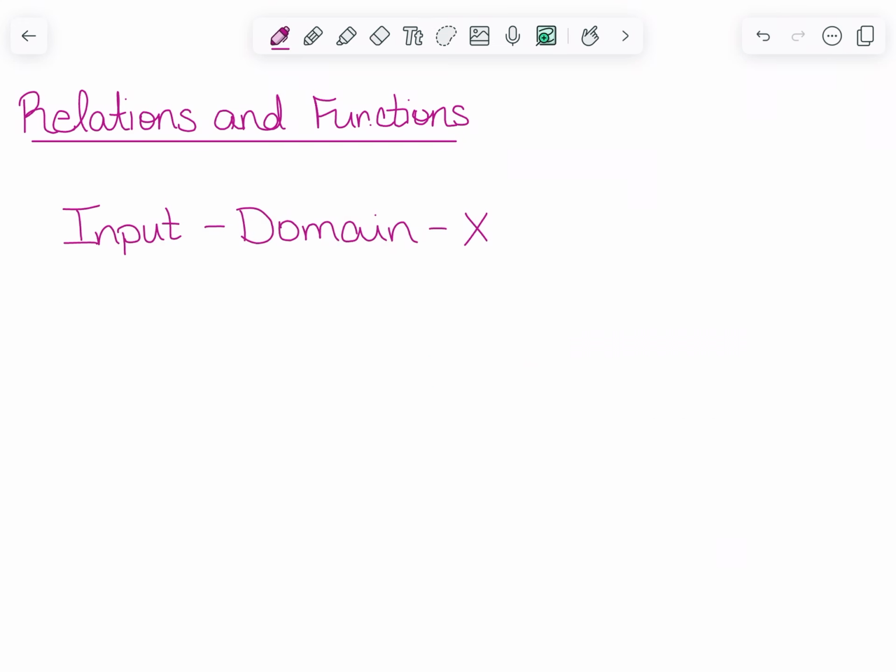All of the individual values in a domain are known as the input. So the domain is the entire set, but the inputs are each individual value. These are often denoted by the letter x. The values in the range are known as the output values. So the individual values in the range are the outputs, and the range is the entire set. And these values are often denoted with the letter y.